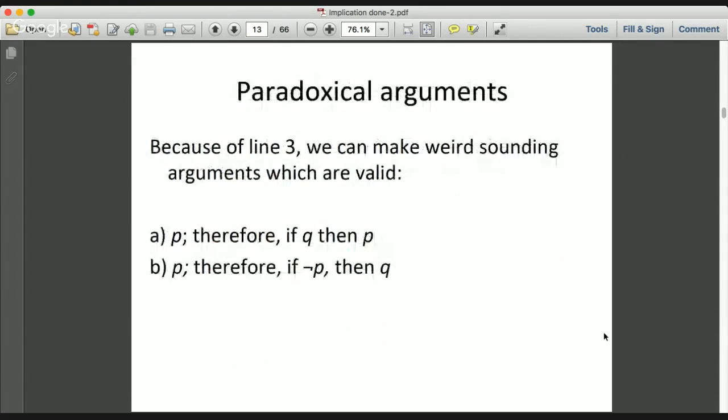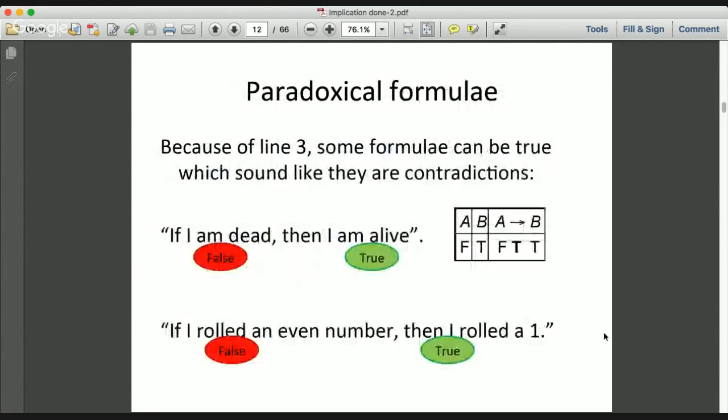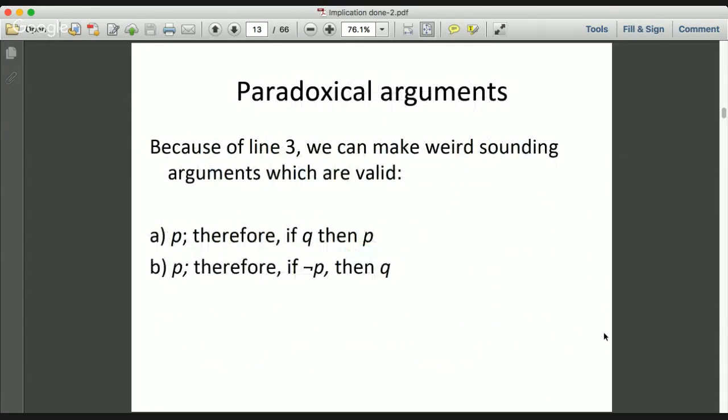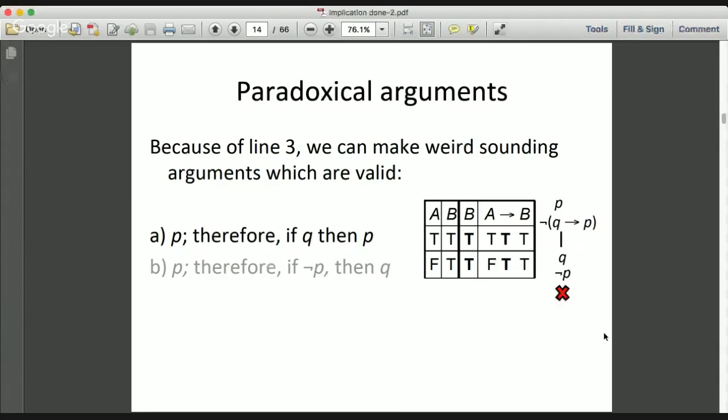Right, and so here's another way we can have arguments go wrong. So this was individual formulas coming out as true, when in fact it sounds like they're not just false but contradictions. Here's a way that an argument can come out as valid when it shouldn't be, because of the way we've defined the material conditional. Here's P, therefore if Q, then P. It's valid. Here's a tree that closes. Here's a truth table showing that there's no row where the premise is true and the conclusion is false.